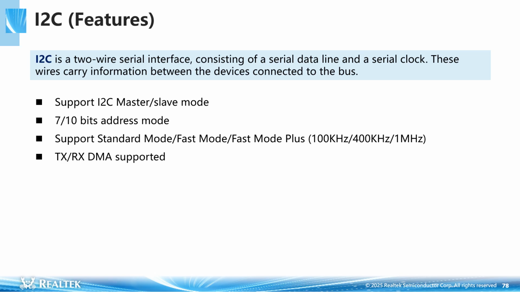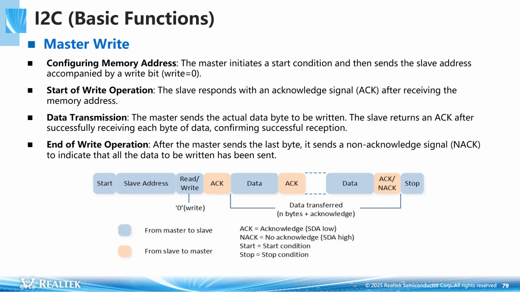Point 1. It supports I2C master mode and slave mode. Point 2. It supports 7 bits or 10 bits address mode. Point 3. It supports standard mode, fast mode, and fast mode plus. Point 4. It supports DMA transmit and receive. In an I2C master device, there are 3 transmission modes.